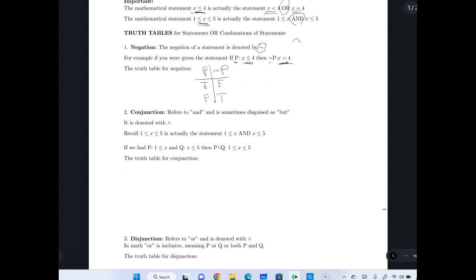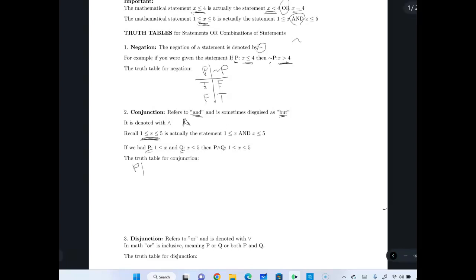Okay, so when we use and, sometimes we use the word but, and that's this statement, this notation here. So this statement right here is same as saying x's are greater than or equal to 1 and x's are less than or equal to 5. Okay, so we're talking about and, so let's talk about the truth table for and. So we have two things, right? We've got a P and a Q.